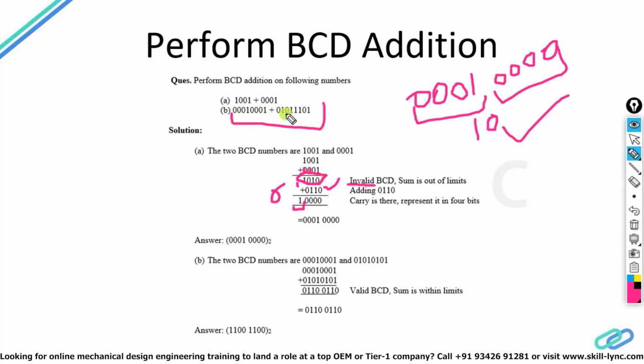0001 plus 0101, 0111, 0001. So whenever we are adding these two numbers, we are getting a valid BCD, because whatsoever the sum you are getting, you will further bifurcate in 4-bit combination. And it is 6 and 6. So that's why it is within the limit. So the answer is a valid BCD.